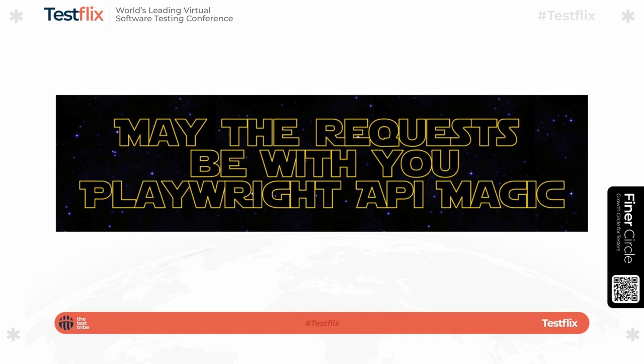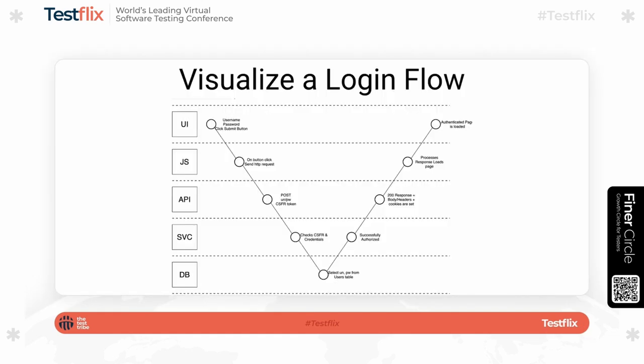In this talk, we're going to jump into different ways Playwright can be used to intercept network requests, modify network requests, mock network requests, all the goodness of the network request. But before we dive in, so we're all talking the same language, let's take a look at this visual task analysis. This is visualizing a login flow of what happens on your typical modern UI that has a backend API.